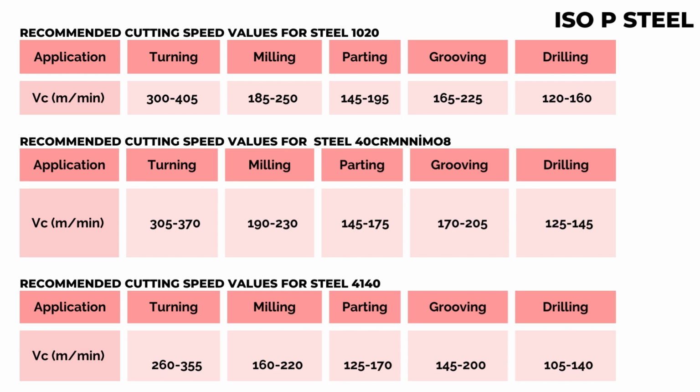For example, since steel 1020 has a low carbon content, it is very soft, thus it is almost impossible to break the chips, and the built-up edge is easily formed on the cutting edge. Therefore, although its machinability rating is 80%, it is a problematic material to machine. It is best to cut steel 1020 with a sharp cutting edge to reduce the built-up edge. The recommended cutting speed range for turning at stable conditions is 300 to 405 meters per minute.